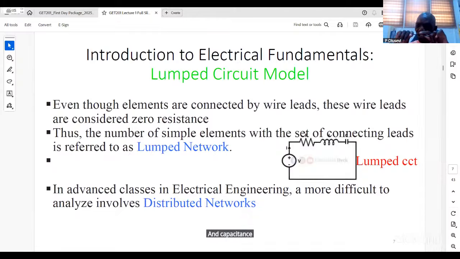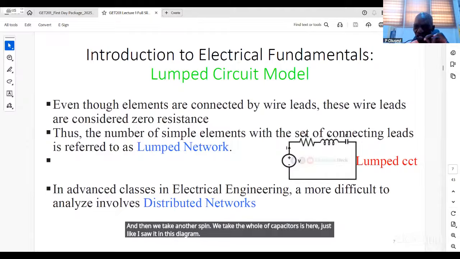Though we cannot see where they are laid in this place, at your level we subject it to what we call lumped network analysis. In other words, let's say this is the length of my electrical wire. We try to say the whole of resistance is here. Meanwhile, in real life, the whole of resistance is not here. We take another small space, we say the whole of reactance is here. And then we take another space, we say the whole of capacitance is here, just like I showed in this diagram that you are seeing on your screen.